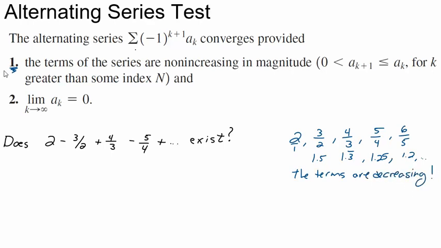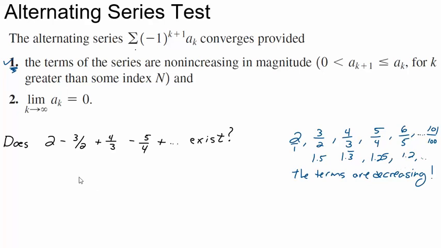Check. Let's go to criteria 2. What is the limit as k approaches infinity of a sub k? Well, we could write out a formula for this, and maybe we'll do that. But we could also just look at these terms here, and ask what these terms are approaching. What are they getting closer and closer to? Kind of looks like 1. Wouldn't you agree? There's going to be some term out here that's like 101 over 100. That's pretty close to 1. And there's going to be 1,000,001 over 1,000,000. That's even closer to 1.